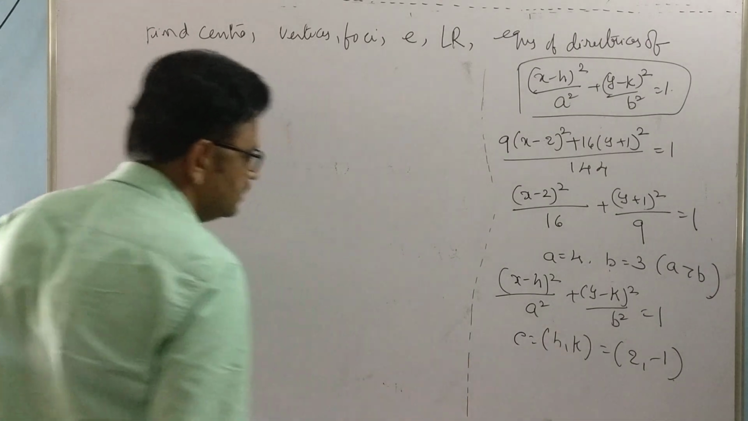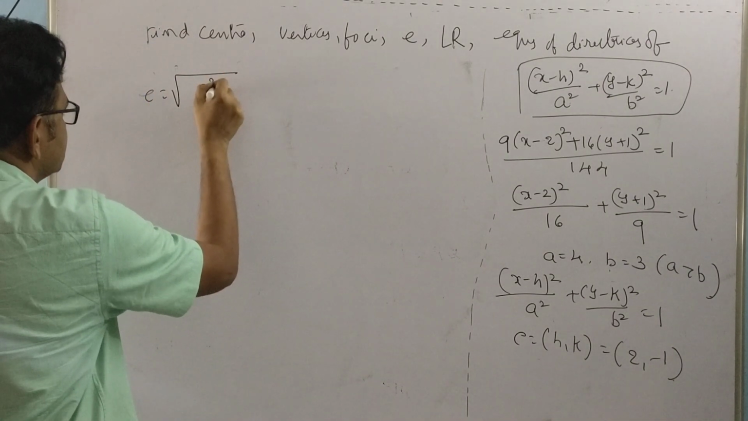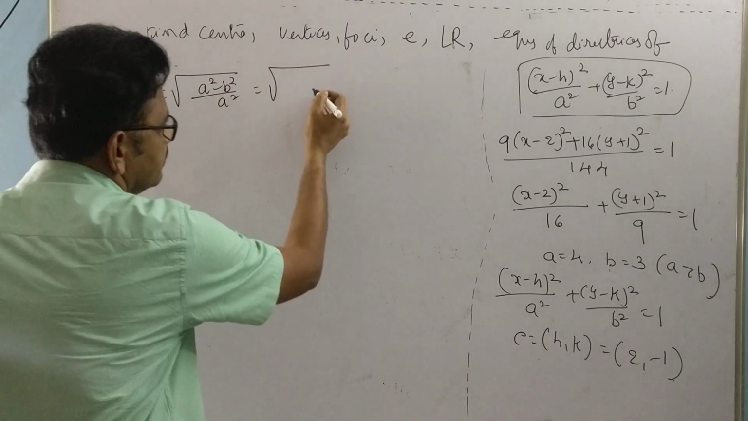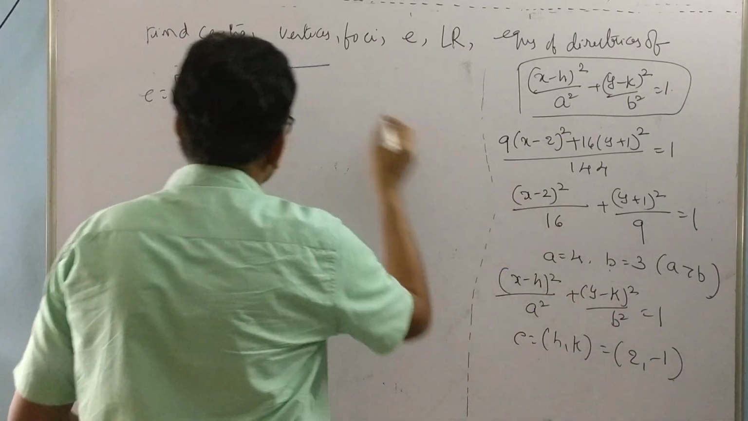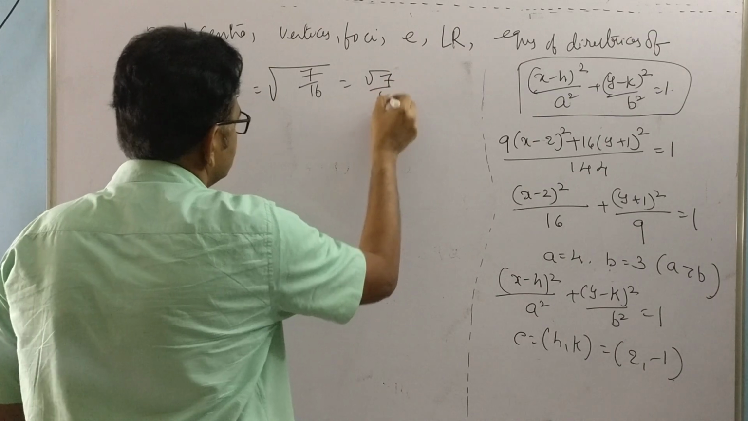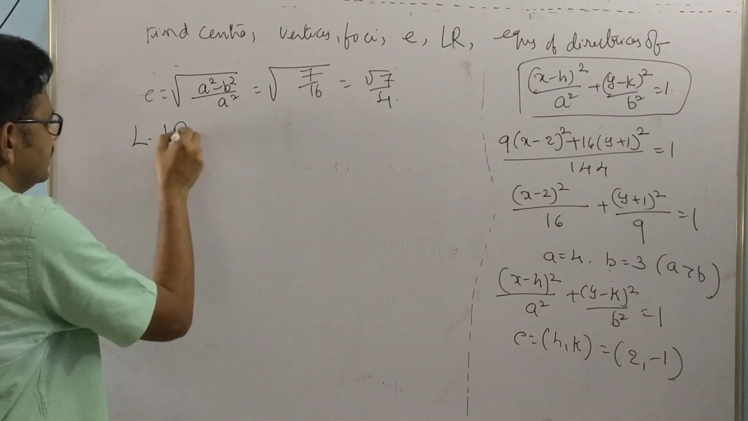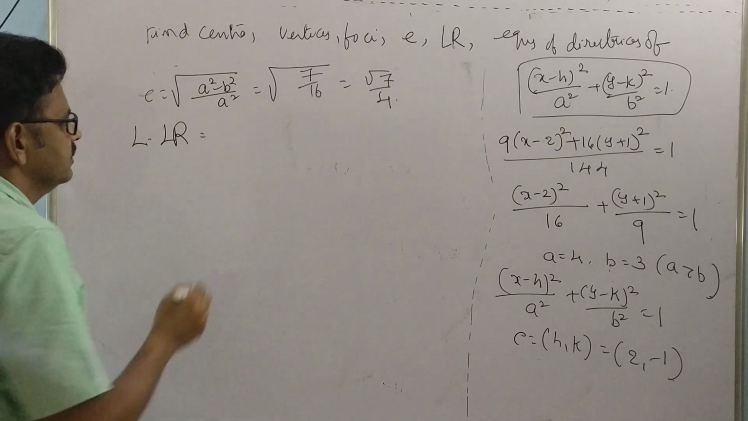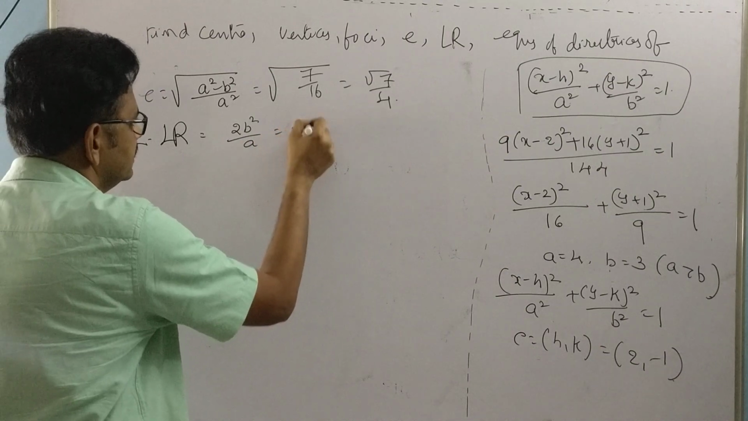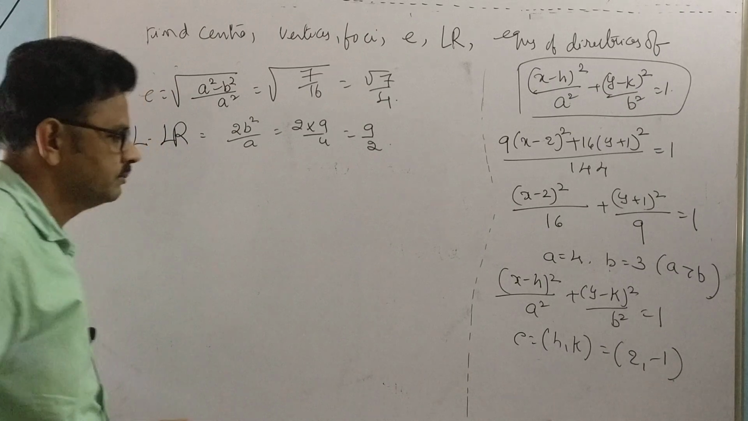So center is (2, -1). Eccentricity is root of (a² - b²) by a², that is root of (16 - 9) by 16, that is root 7 by 4. Length of latus rectum, LR, is 2b² by a, 2 into 9 by 4, so that is 9 by 2.